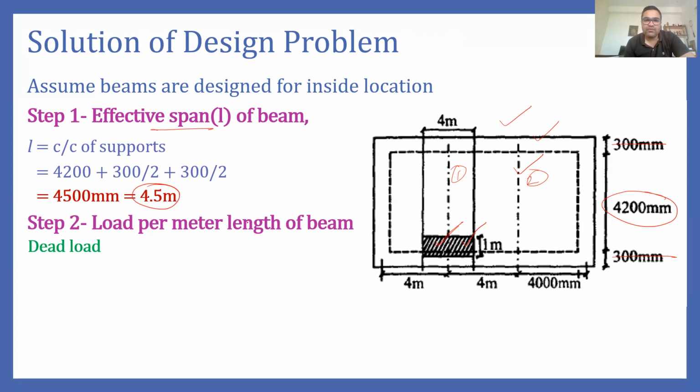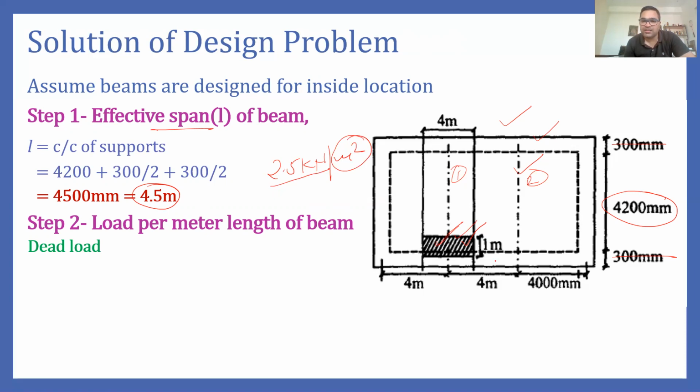And in dead load, we have two types of load. One is the self weight of beam, and second is the roof covering material. So roof covering is given in the question as 2.5 kilonewton per meter square, which means on 1 meter square area, the weight of roof covering is 2.5 kilonewton.